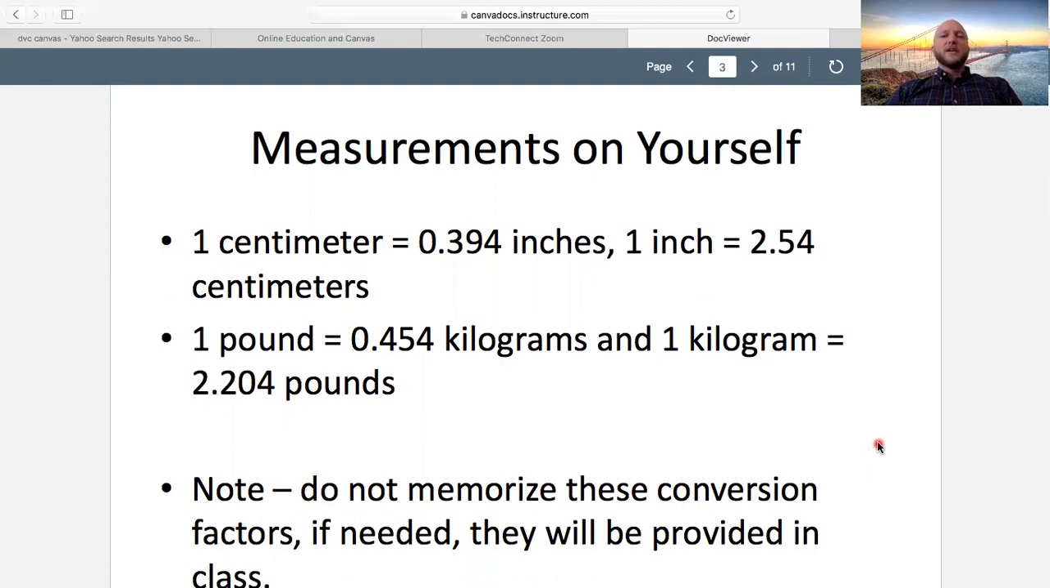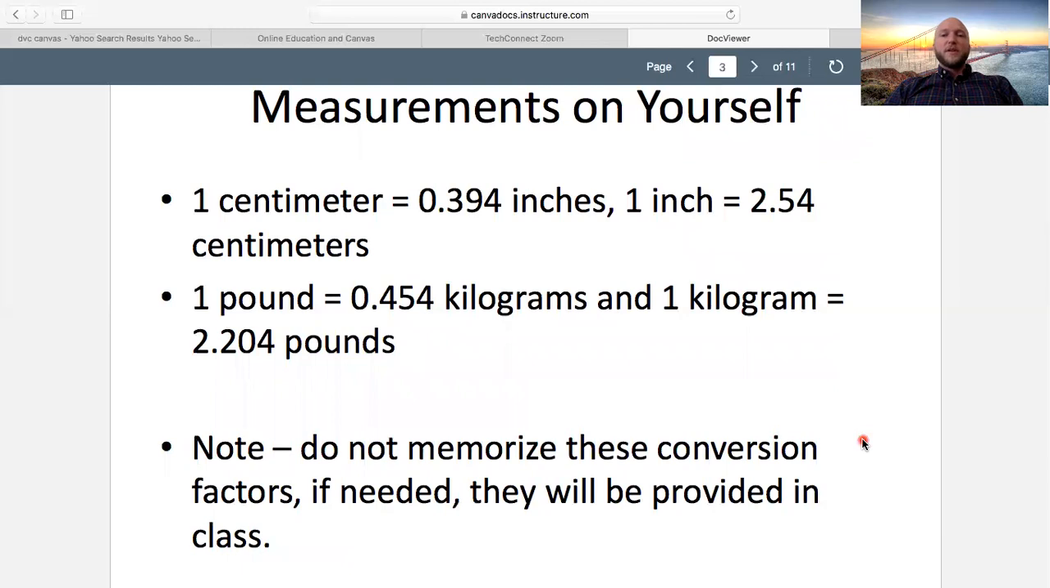You can also do it for your weight. So here are the equations, or here are the conversion rates. 1 centimeter is equal to 0.39 inches. 1 inch is equal to 2.54 centimeters.